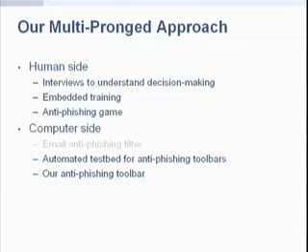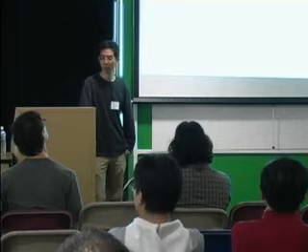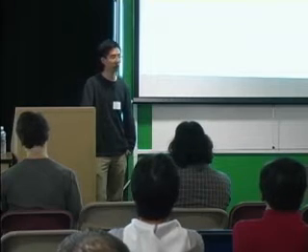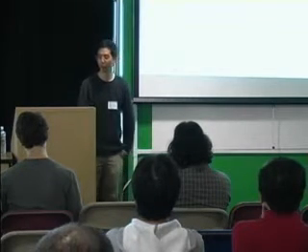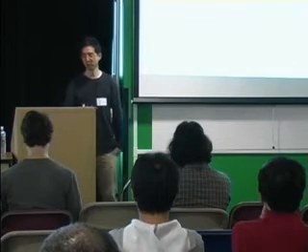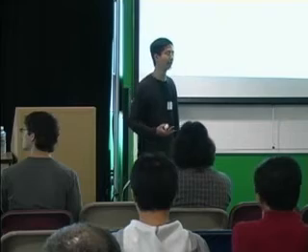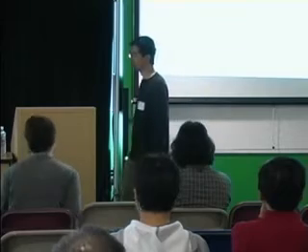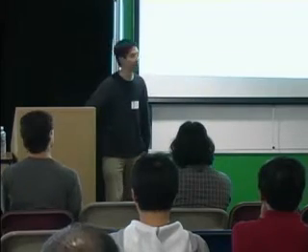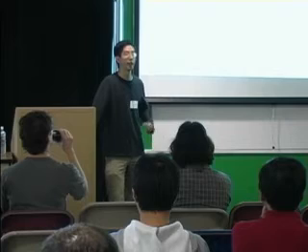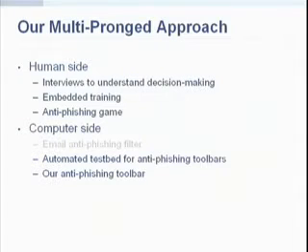Okay, so what we're doing is we're trying to take a multi-pronged approach to anti-phishing. We're doing this both from the human side and from the computer side. With respect to the human side, we've been doing a lot of interviews trying to understand decision making. What are the cues that people look at, and how do they make their decisions when they decide to trust or not trust an email and a website? We've also been developing something called embedded training, and I'll talk a little bit more about this in a second, but can we actually train people not to fall for phishing attacks?